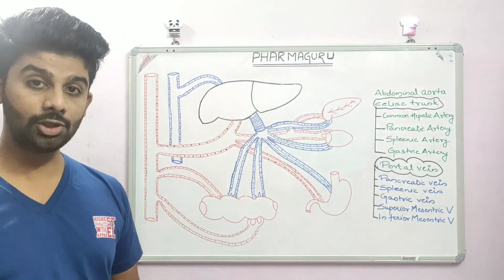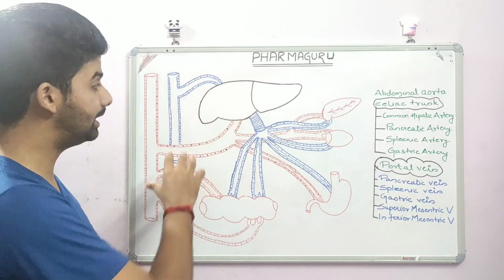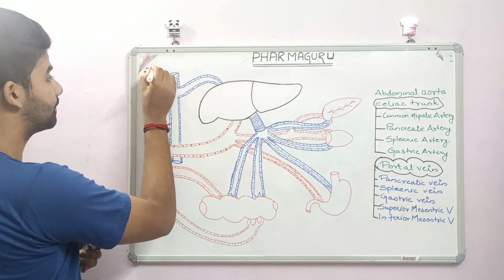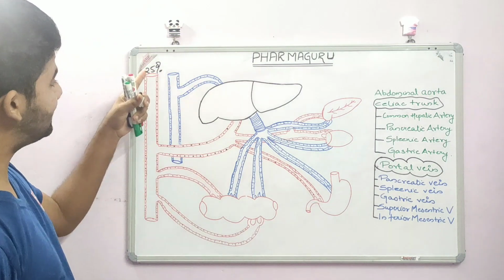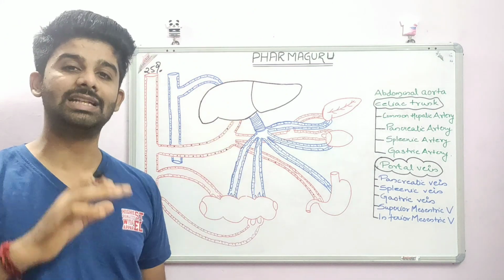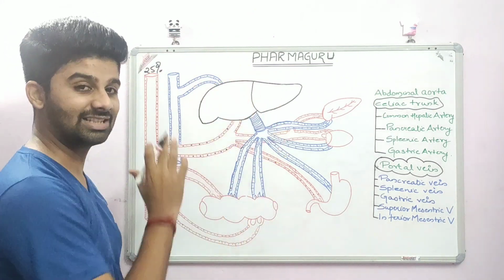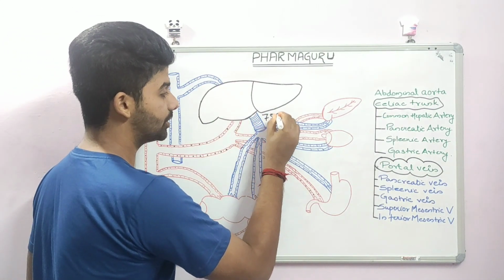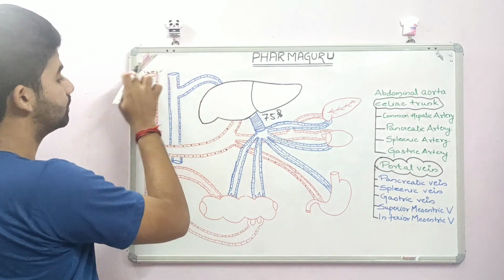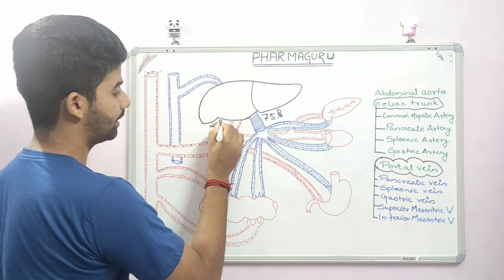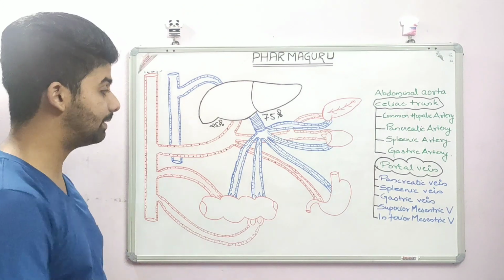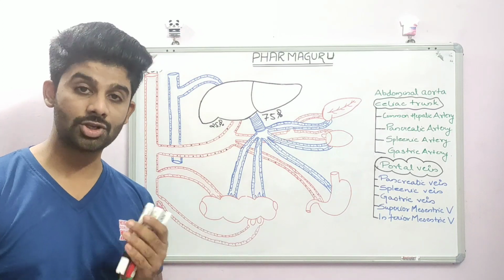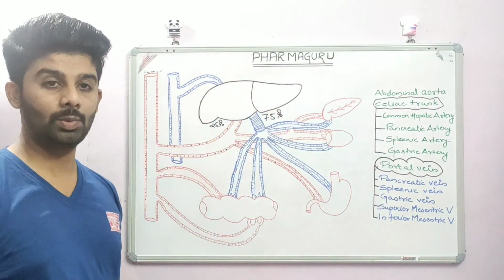Now this is very interesting to know that the blood supply to the liver through the hepatic arteries is just 25%. Through the hepatic arteries, only 25% of the volume of blood reaches the liver, and the remaining 75% is through the portal vein circulation. Right? 25% is given by the hepatic artery, and the remaining 75%, the majority of the blood, reaches the liver through the portal veins.